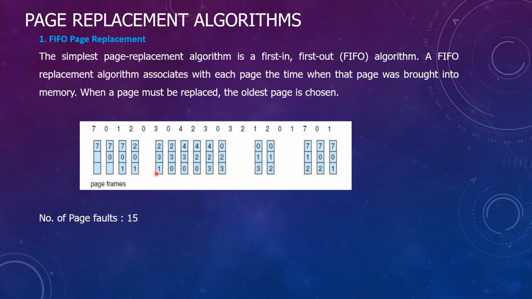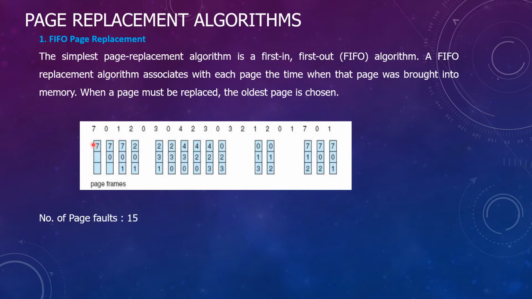In order to understand it better, here I have brought you an example. Here this is the page reference string, and the page frame size is given as 3. By looking at the blocks, you can see the page frame size is 3. The page which comes first will be replaced first. Here the first page to be referenced is page number 7.